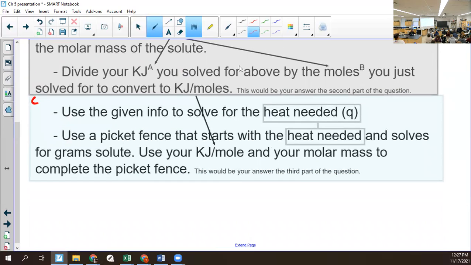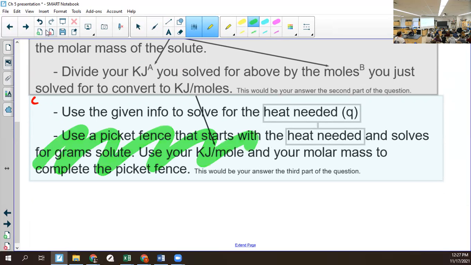Now, we did that part yesterday. I just didn't do this part very well, like at all. I did it way wrong. I'll admit, I don't have too much pride to admit when I'm wrong. Here we go. Now we're going to use a picket fence. We're going to start it with the heat needed. That's what we just solved for. Okay with that? We need that much heat. And we actually know the kilojoules per mole. And if we know moles, we can find grams. Which we did yesterday, just in the wrong way.